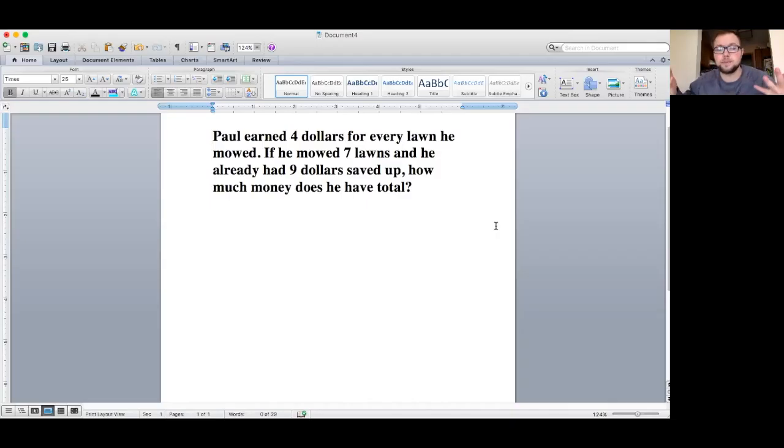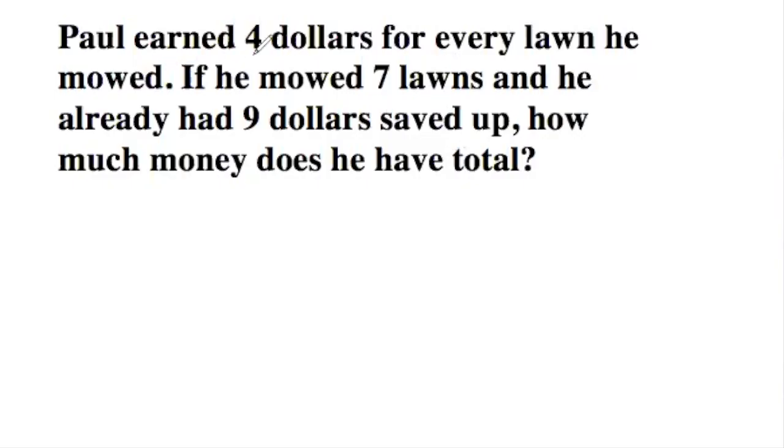Okay, there's a lot to think about here. Let's do it sentence by sentence, right? Let's look at the first sentence again. Paul earned $4, so let's just underline that. Okay, he earned $4 for every lawn he mowed, right? Next sentence, it says, if he mowed 7 lawns, okay, and he already had $9 saved up, how much money does he have in total?